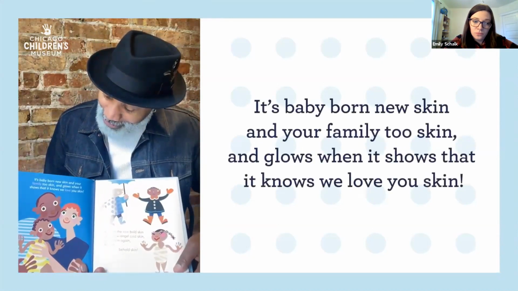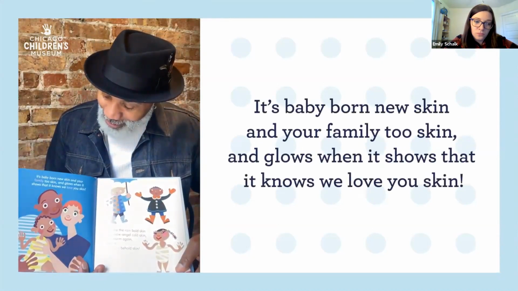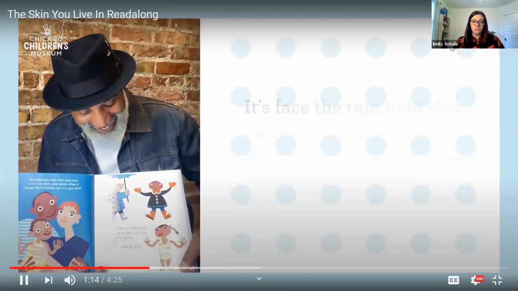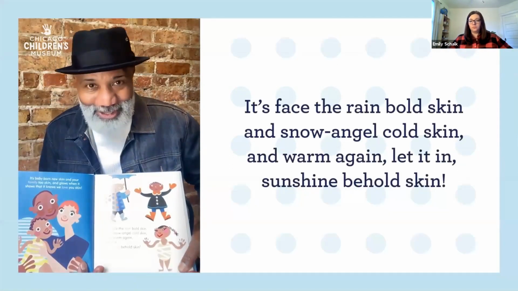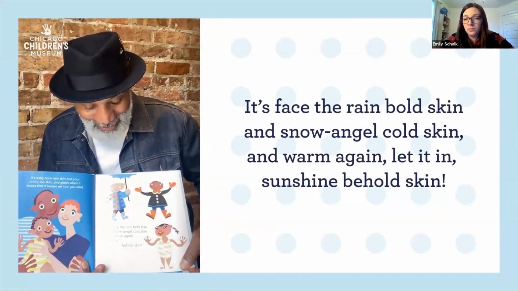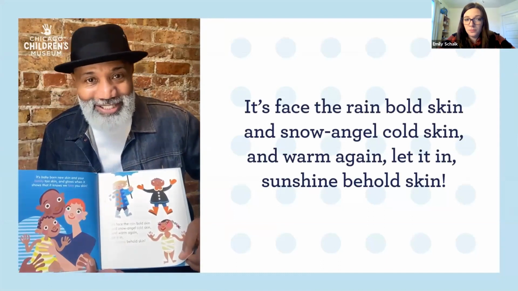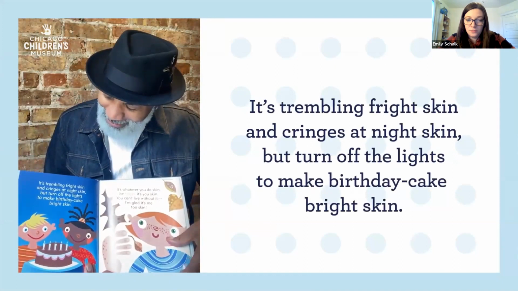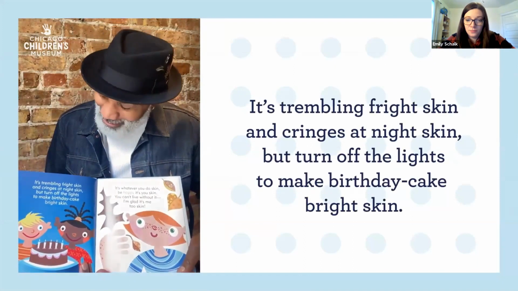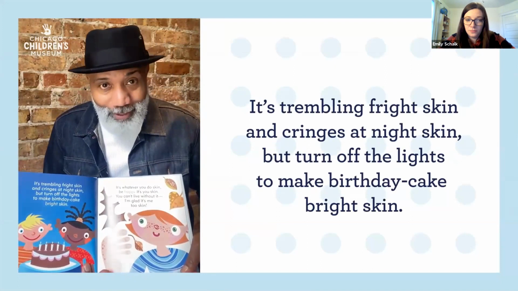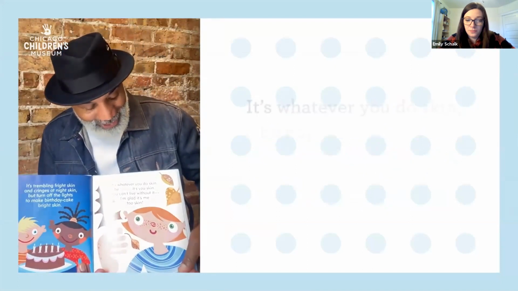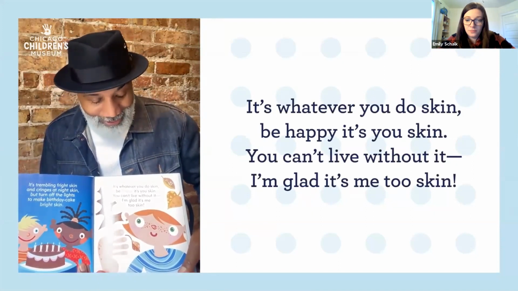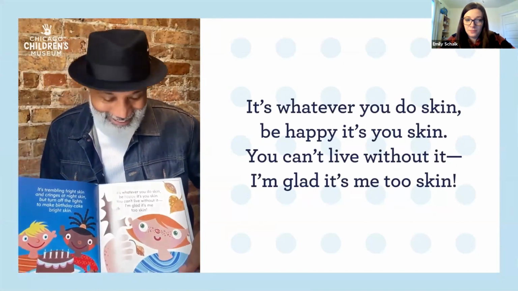It's baby born new skin, and your family too skin, and glows when it shows that it knows we love you skin. It's face the rain bowl skin, and snow angel cold skin, and warm again, let it in, sunshine behold skin. It's trembling fright skin and cringes at night skin, but turn off the lights to make birthday cake bright skin. It's whatever you do skin, be happy it's you skin. You can't live without it. I'm glad it's me too skin.